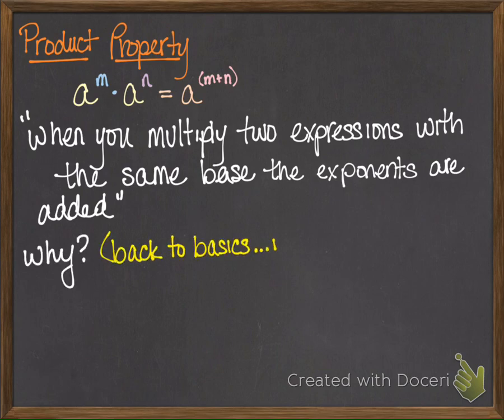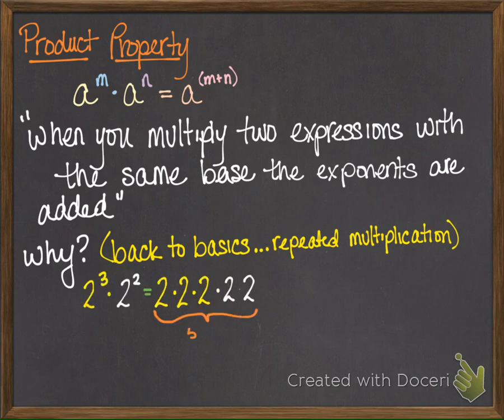So let's go back to repeated multiplication to make this clear, right? This is a shortcut. We need to remember this is a shortcut for not always having to recognize things as repeated multiplication. So 2 cubed times 2 squared. We could expand it out. Sum total, we've got 5, which 5 happens to be 3 plus 2.